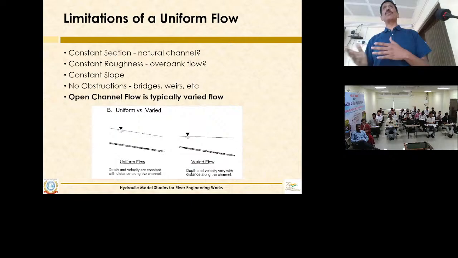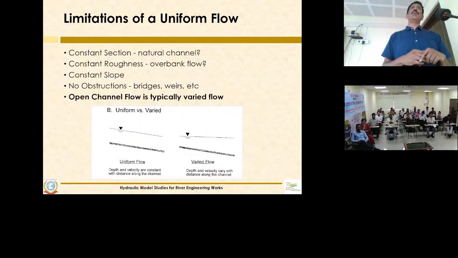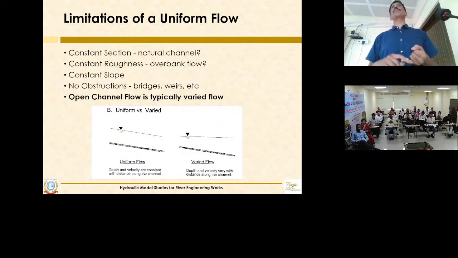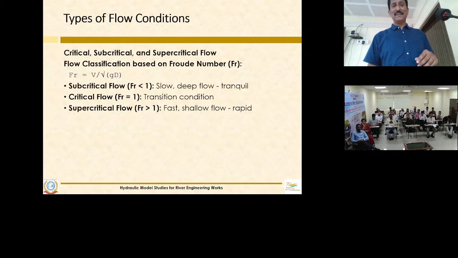A constant slope is not there; it's always varying. Obstructions are also there. In a river we see a lot of obstructions in the form of bridges or weirs or other structures, and we are also considering spurs and embankments, which create obstructions in the river channels.